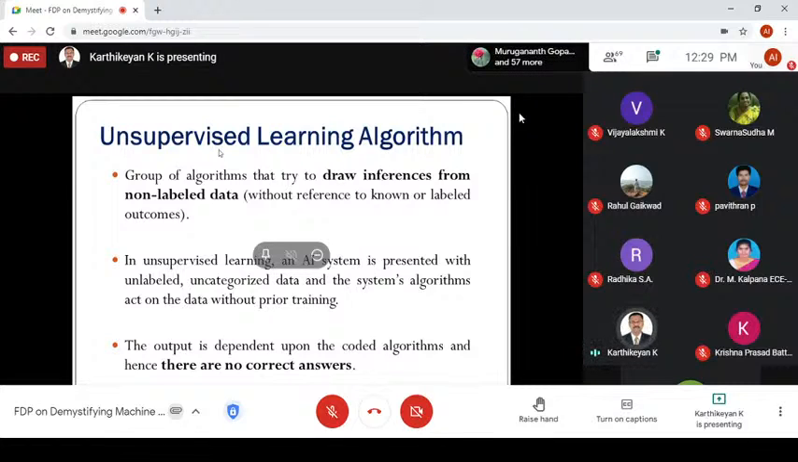Okay, so the process is the same. It is not going to change. The data is going to drive these system algorithms so that the outcome will vary based on the data. Okay. Then we can say that this depends upon the coded algorithms, and hence there are no correct answers. The output is what the algorithm dictates. The data will act upon that algorithm, then the output will come. But we cannot say whether it is a correct answer or not.